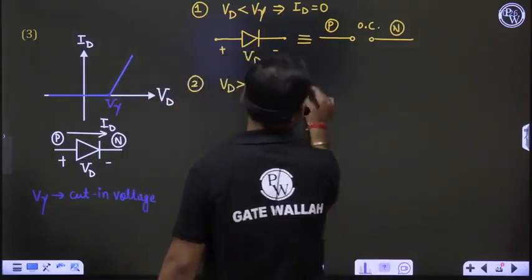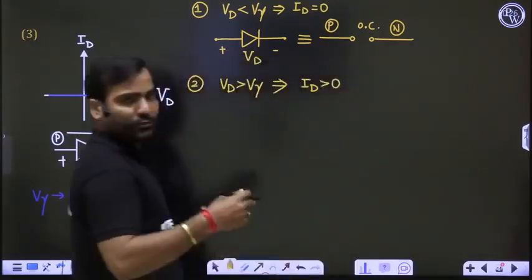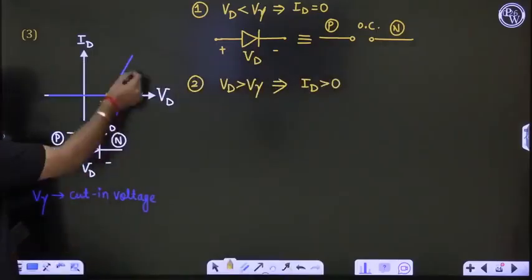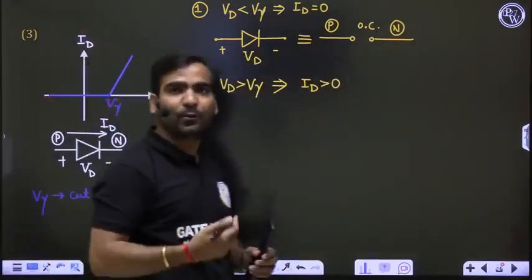So current can take any value, so we can write current is any value but greater than zero, some positive number, because in this case current is on the upper side, meaning that current is positive, P to N direction current.